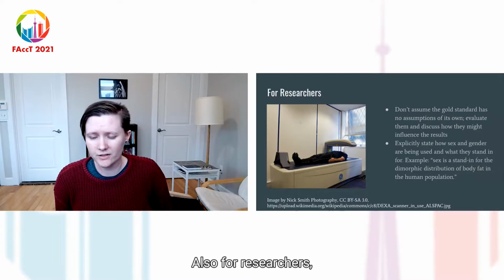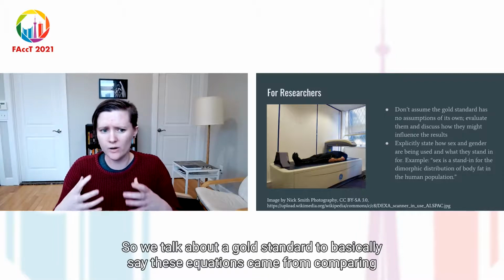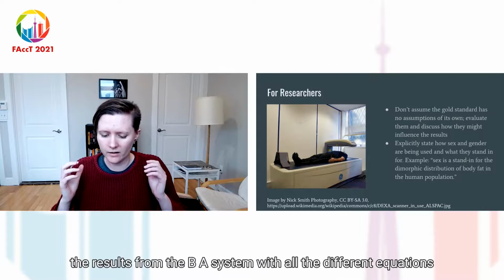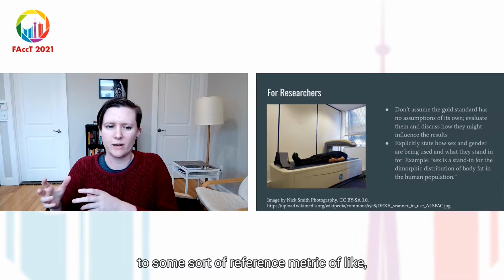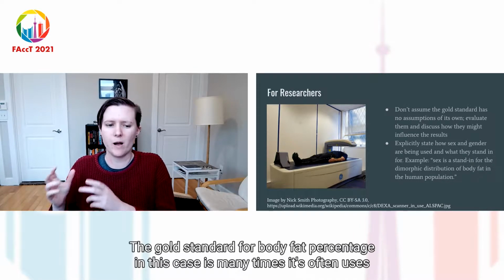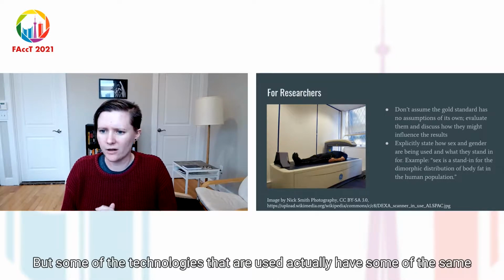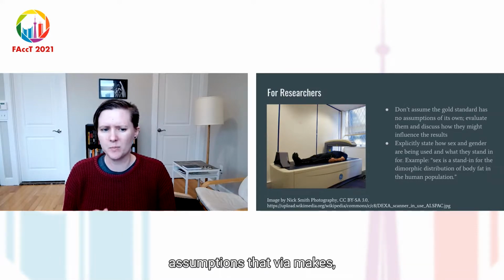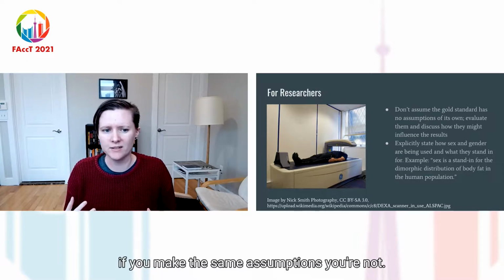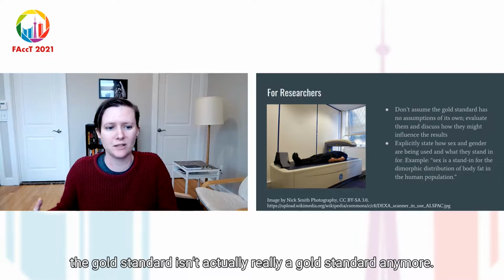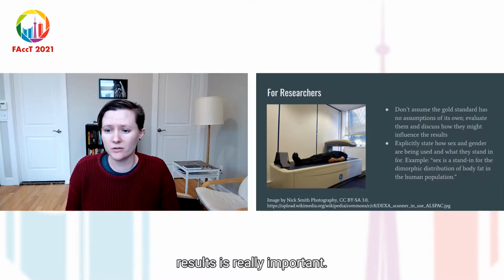And also for researchers, don't assume that the gold standard has no assumptions of its own. So when we talk about a gold standard, these equations came from comparing the results from the BIA system with all the different equations to some sort of reference metric, the gold standard for body fat percentage. In this case, many times it's DEXA. But some of the technologies that are used actually have some of the same assumptions that BIA makes. So they make assumptions about the density of body fat, for example. If you make the same assumptions, the gold standard isn't actually really a gold standard anymore. So really understanding the assumptions, evaluating them, and discussing how they might influence the results is really important.